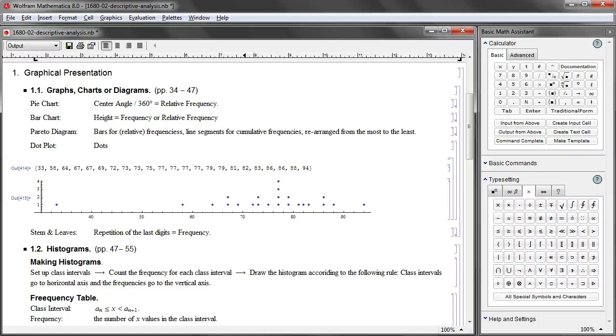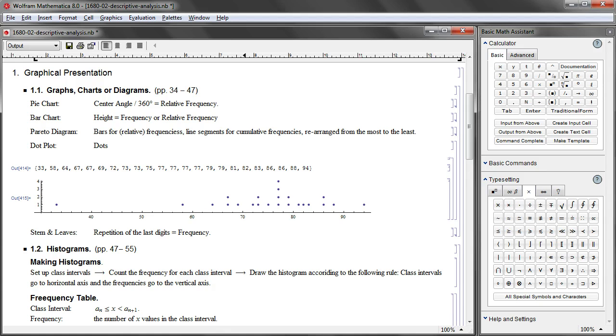So this kind of thing is called a dot plot, and it shows distribution pretty well. And then as you can see, this 33 may look like an outlier that we may have to throw away.